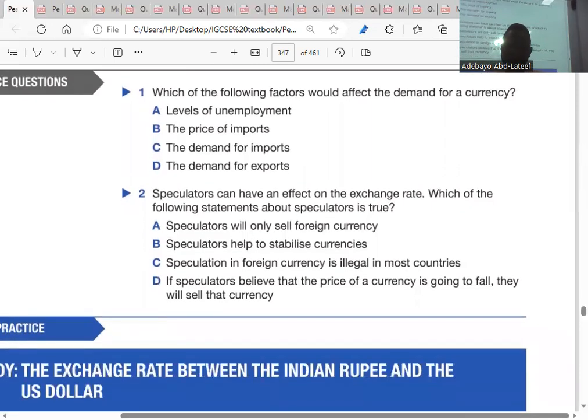The second question, you have to get this right, please. Speculators can have an effect on the exchange rate. Which of the following statements about speculators is true? Speculators will only sell foreign currency. It's D. Yeah. Speculators believe that the price of a currency is going to fall, they will sell that currency.